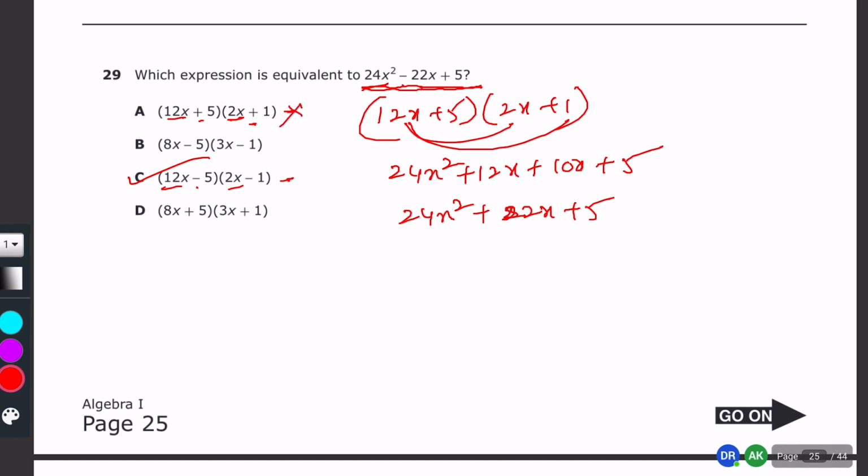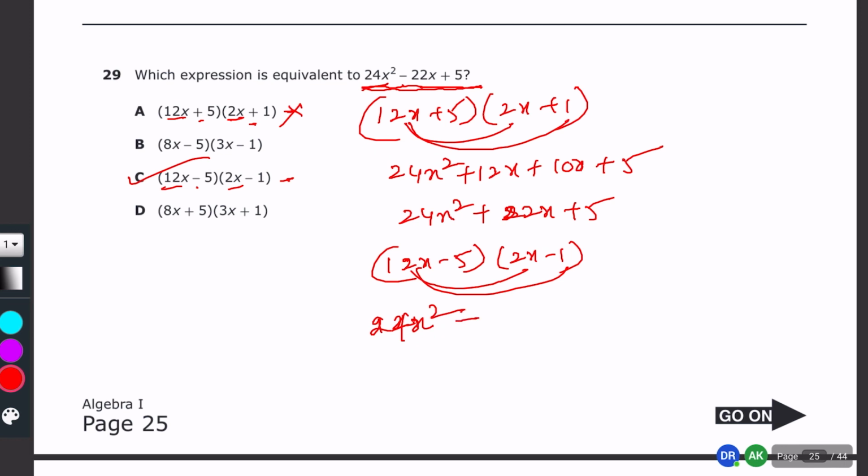We'll go into the next, that is C. In C, what you're having is 12x minus 5 into 2x minus 1. When you're multiplying this with both of them, distributing, 12x times 2x is 24x square, minus 12x, minus 10x plus 5. So you're getting 24x square minus 22x plus 5. So you're getting the same expression as this, therefore C is the correct option.